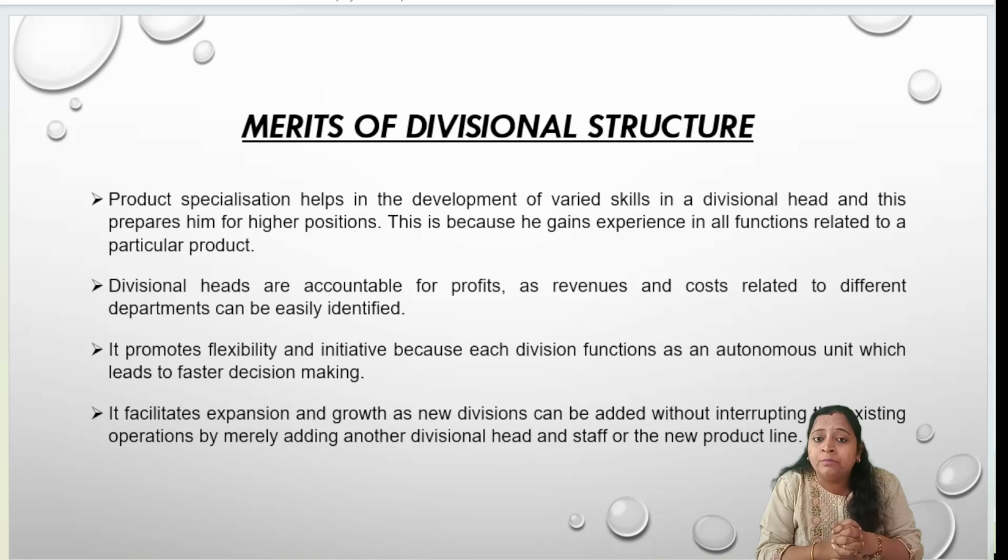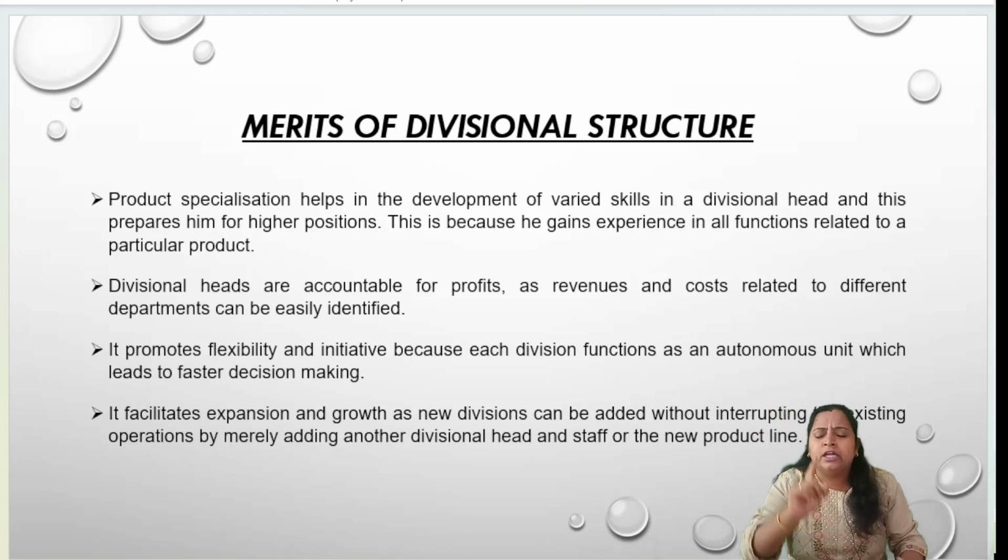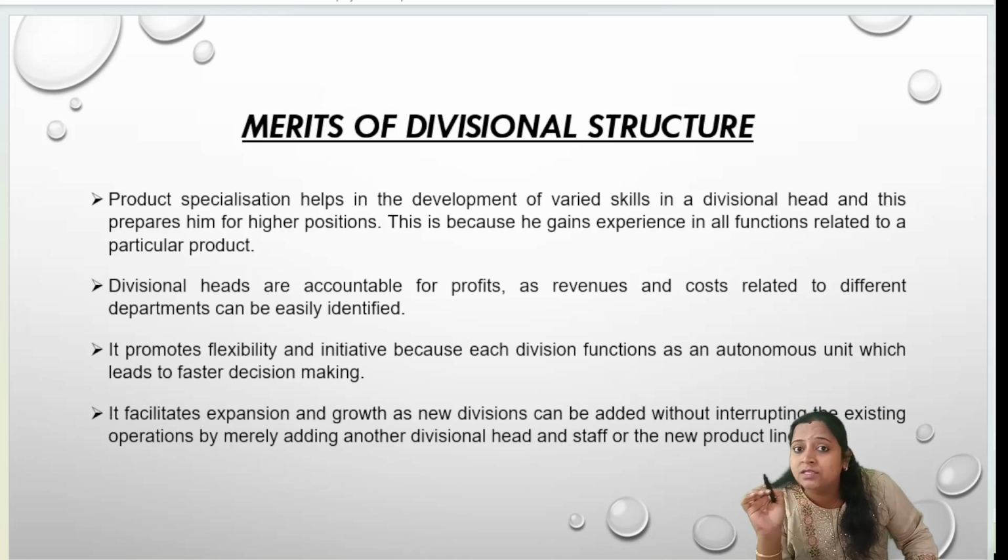This will help train them for the higher positions in the organization. That is one of the major advantages of your divisional structure. So you can see product specialization. Here we are not concentrating on functional specialization.